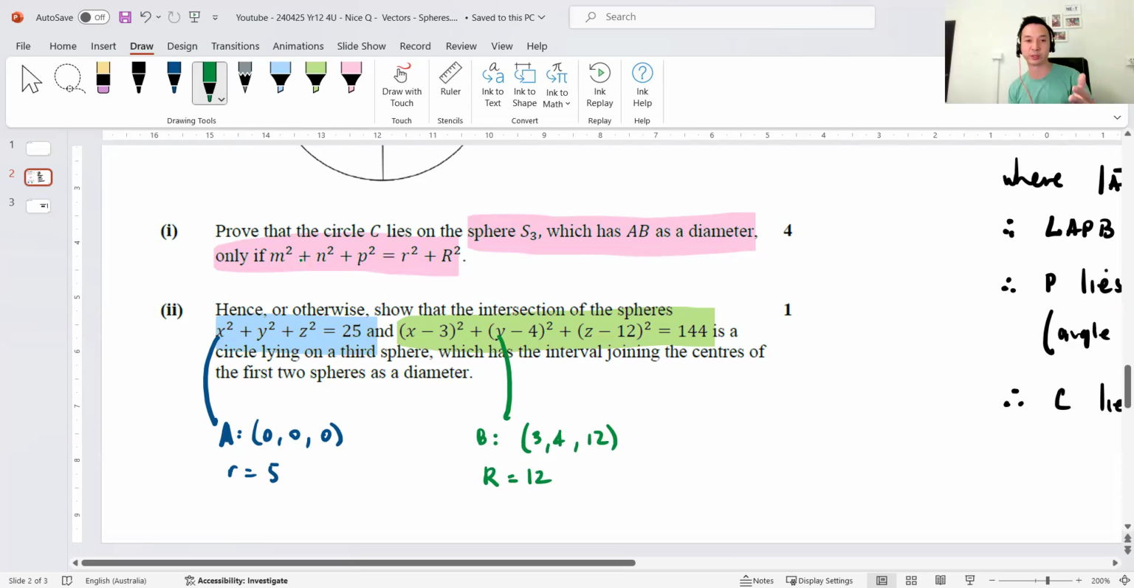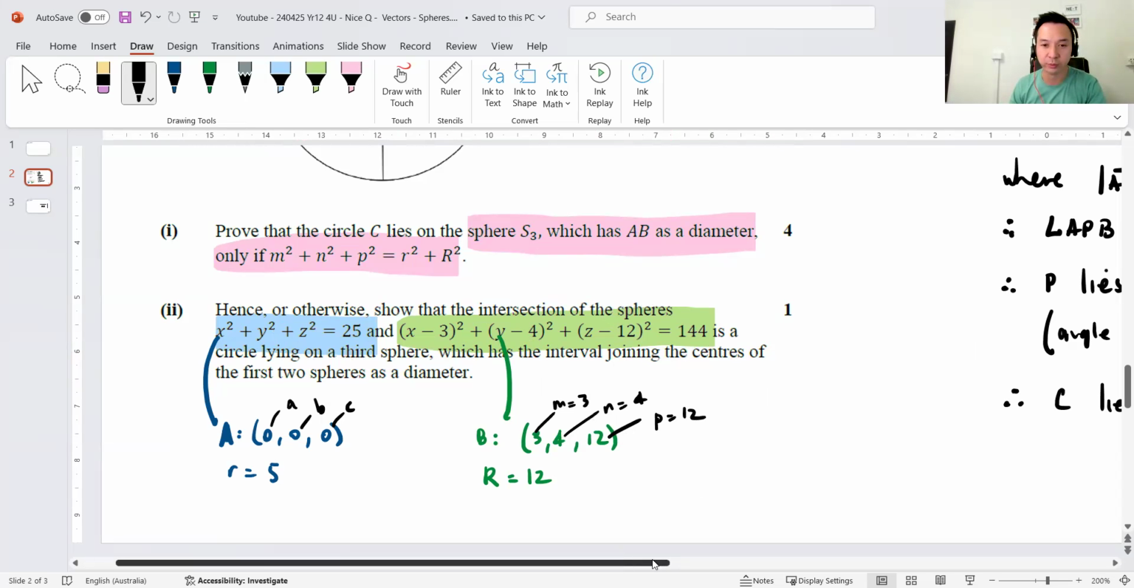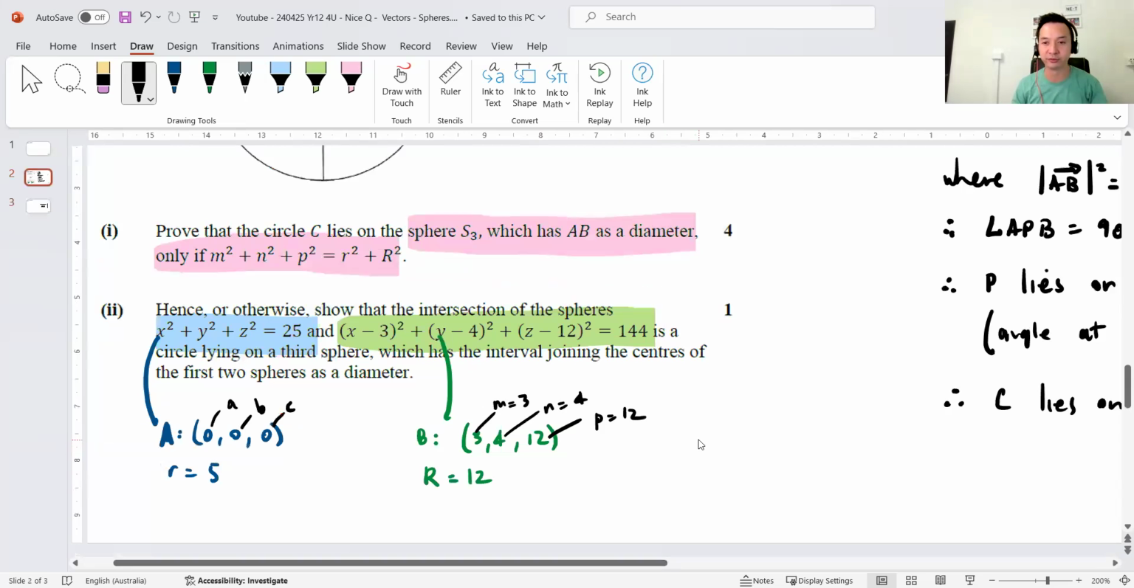Now, why am I using these letters? Because you can map them, because in the guy above, this is like A, this is B, this is C. Now, this is A plus M, so M must be 3, N is 4, and P is 12. Got little r, got capital R, right? So show that the interval joining the centers of the first two spheres. All right, so let's hence show that the intersection of the spheres is a circle lying on the third sphere. Okay, cool. So once you've done that, we can go using the part.